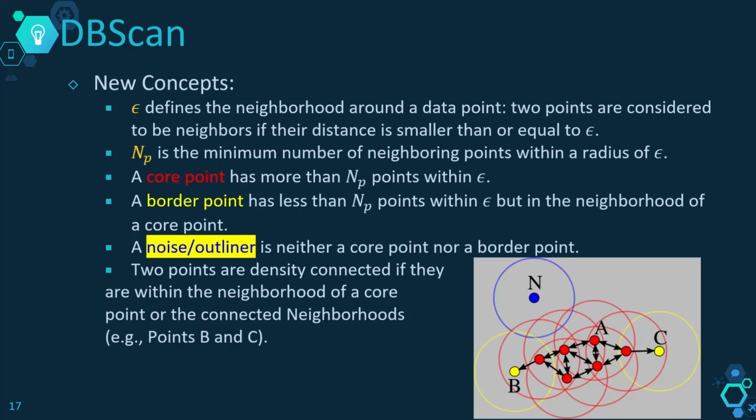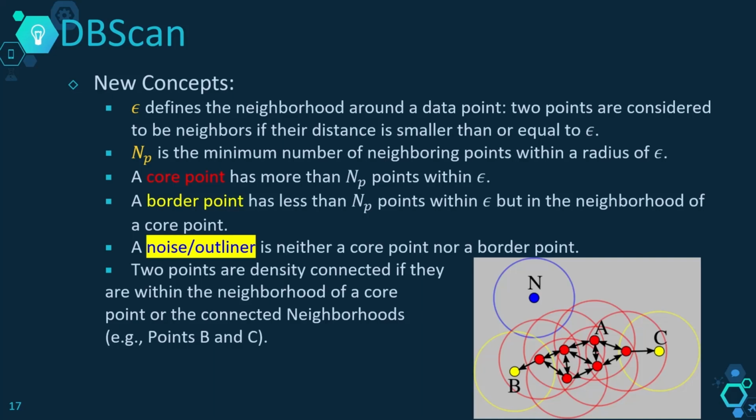So NP is another thing that I want to define. We use NP because we want to define a few more things about the data points. First, it's called a core point. Here we use the green and red colors to represent them. A core point has more than NP points within distance epsilon.